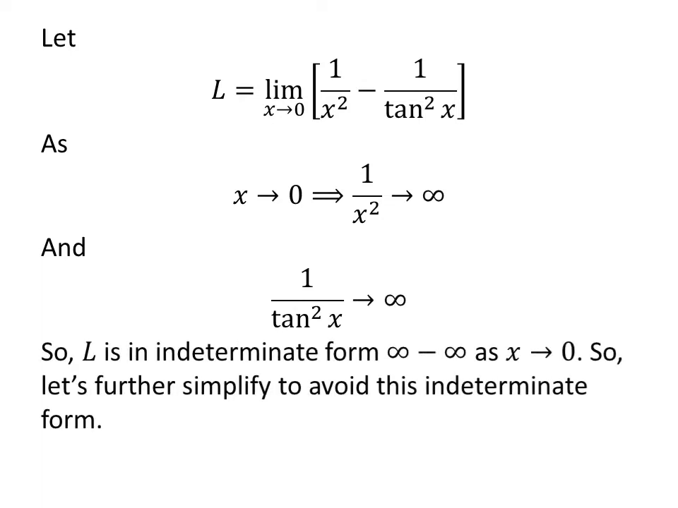As x approaches 0, 1 upon square of x approaches infinity and 1 upon square of tangent of x also approaches infinity. So, we can see that the limit L is in indeterminate form infinity minus infinity. Let us try to further simplify the limit to avoid this indeterminate form.